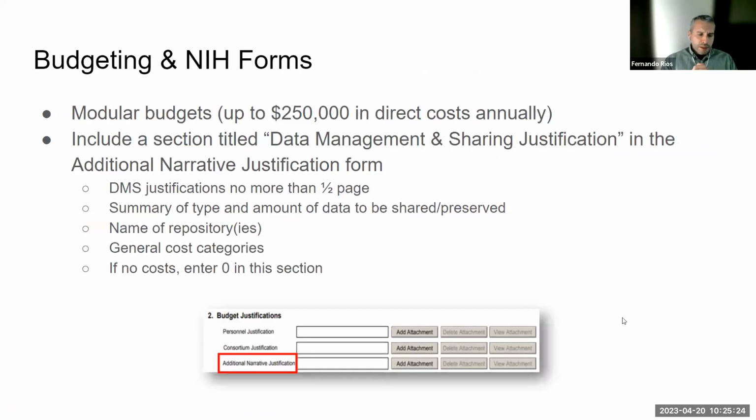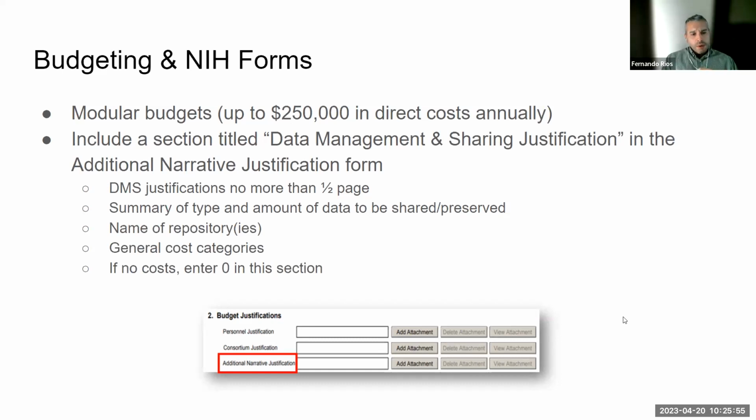So when it comes to actually putting together the budget, I'm going to talk about modular budgets first. And again, just as a reminder, these are for proposals for up to $250,000 in annual direct costs. For these modular budgets, the data management and sharing cost part goes into a section within the additional narrative justification form. And this section has to be called data management and sharing justification.